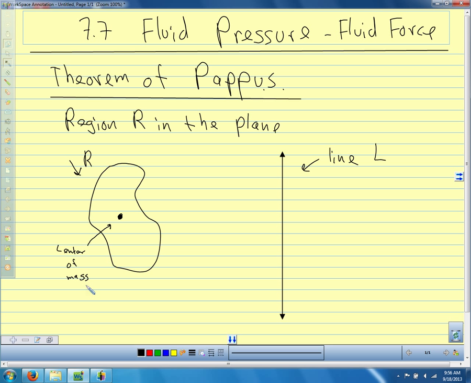I'm not sure if I said before, we use the words centroid and center of mass interchangeably. Usually when we talk about the centroid, it's a property of the shape of the object, and that's when your density is uniform. If the density is not uniform, then the center of mass and the centroid might not be the same thing. Center of mass is usually a property of the shape and the material together. For the most part, we use them interchangeably.